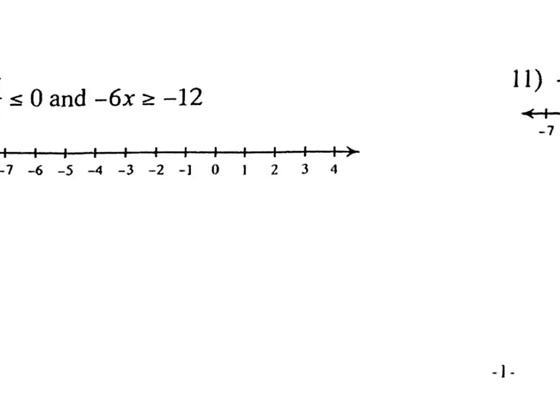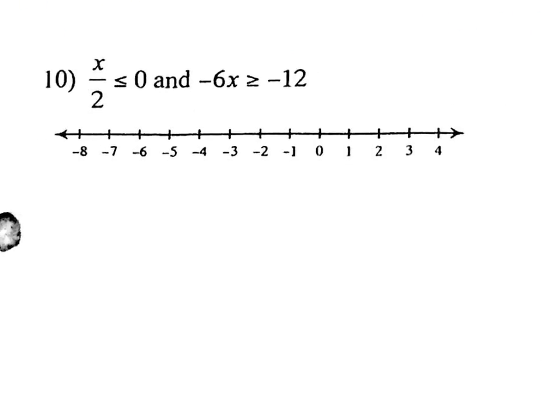All right, question 10. We're getting into one of the trickier ones. Multiply by 2 on both sides. It's going to be x is less than or equal to 0, because 0 times 2 is 0. And divide by negative 6. X is, we're going to flip that around. Less than or equal to negative divided by negative is positive. So, and I'm looking for an overlap.